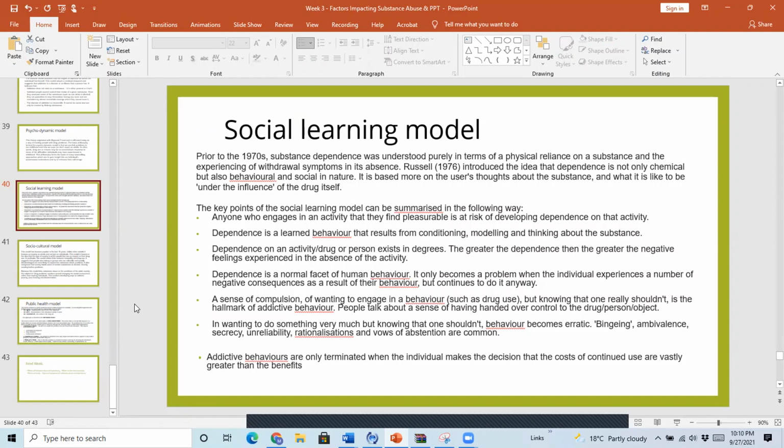So basically, you develop an addictive behavior because you're engaging in this. It's very pleasurable. You've learned that behavior. You've been around people who partake in certain addictive behaviors. You want to know more about this behavior, and then you start to develop almost like a habit or addiction to that specific behavior or that specific substance.